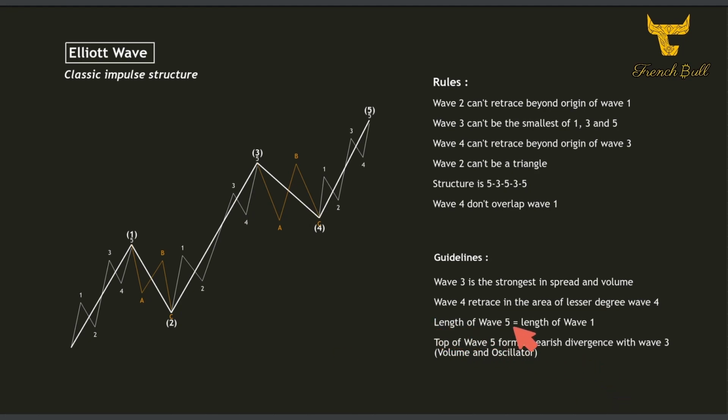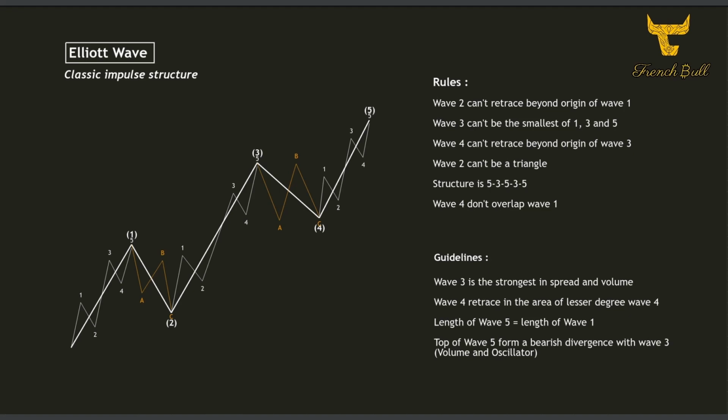Length of wave 5 equals length of wave 1. That's a classic structure: wave 1 and 5 have the same length. And the top of wave 5 forms a divergence with wave 3 in terms of volume, which means we will get lesser volume during wave 5. And we usually get divergence on oscillators like RSI.